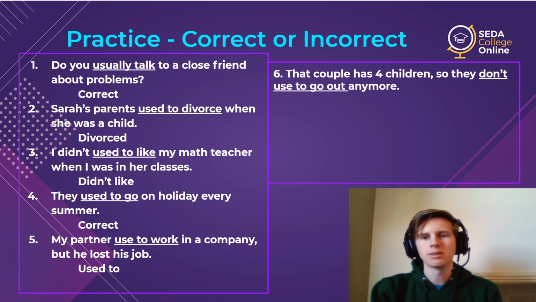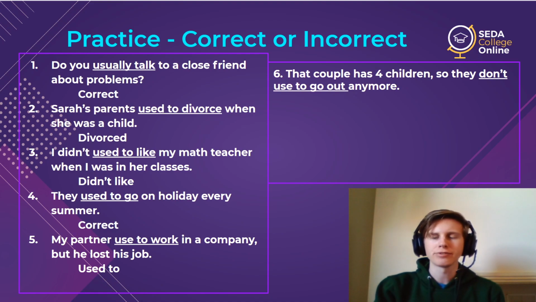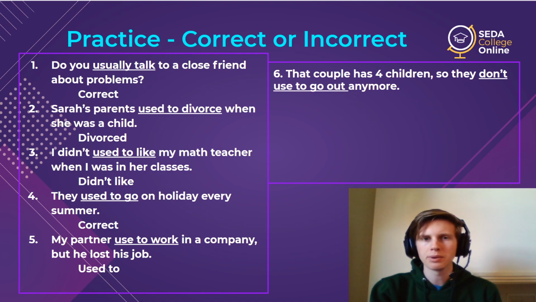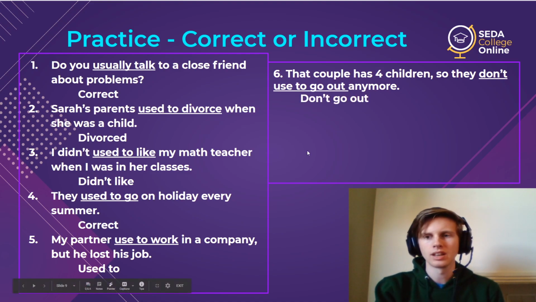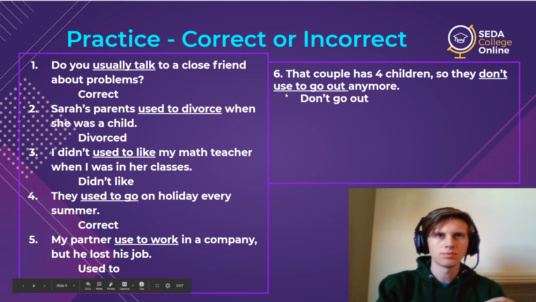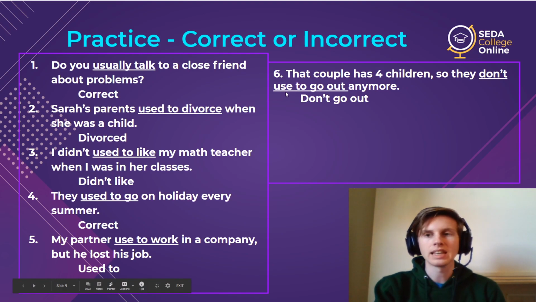All right. Number 6. That couple has 4 children, a very big family, so they don't used to go out anymore. Correct? Incorrect? Well, it is incorrect. And why? Well, it is present tense, so we cannot use "used to."